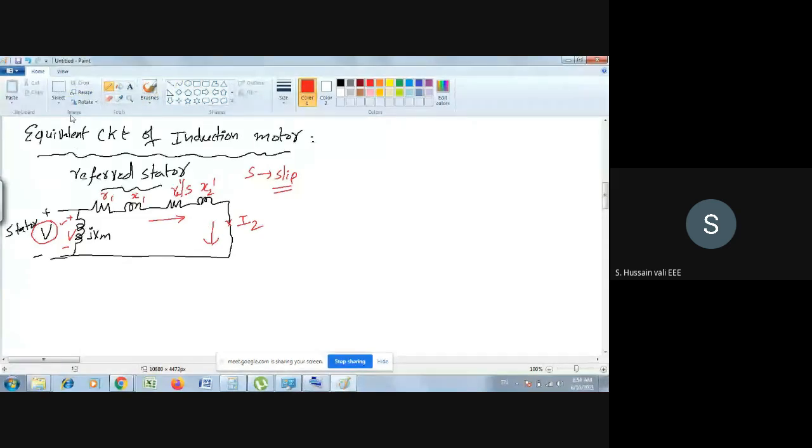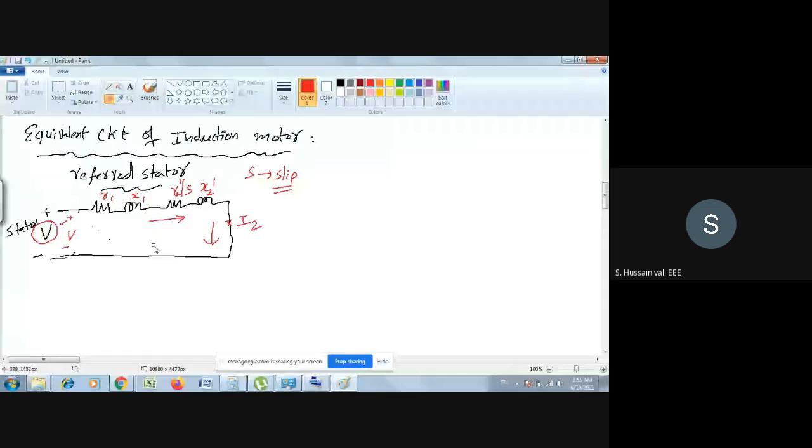I would like to erase this part. Which part? This parallel branch, because this part does not have any role on the rotor side. It does not affect the rotor side, and we are more interested in the rotor side because the torque production is there. So this is the approximate equivalent circuit of the induction motor.